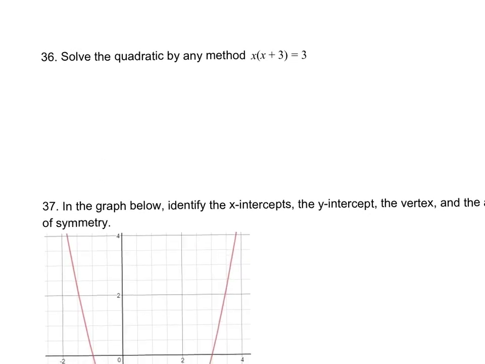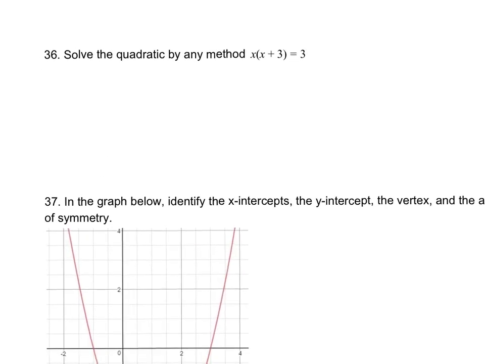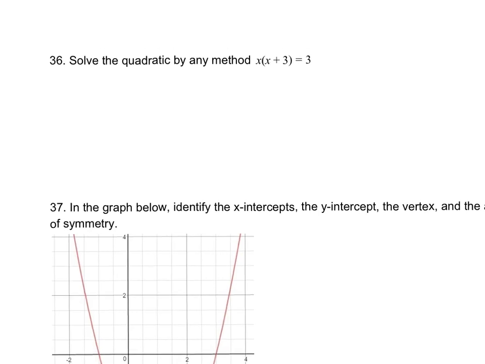So in our next problem, I can solve the quadratic by any method. So we have x times (x plus 3) equals 3. The first thing I need to do is get it into a form that looks like a quadratic. So I'm going to distribute the x into the parentheses. So we get x squared plus 3x. Then I need to subtract 3 from both sides, so it's equal to 0.